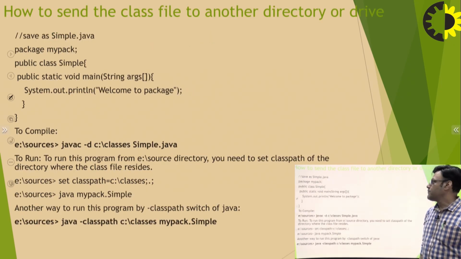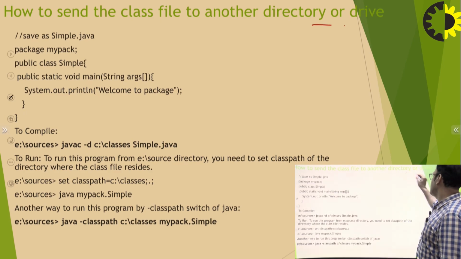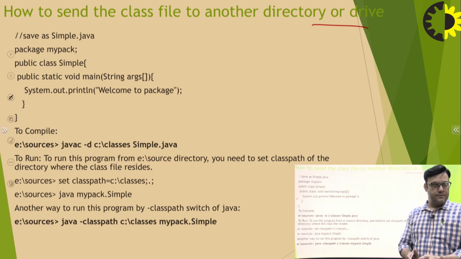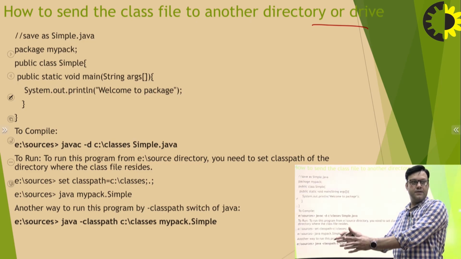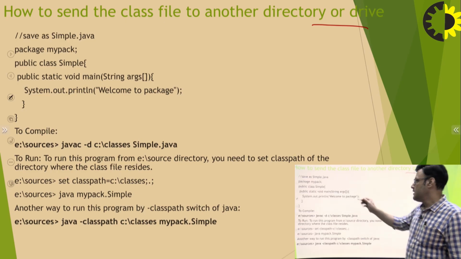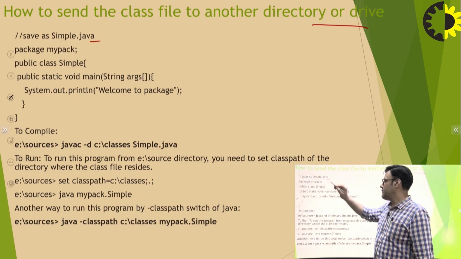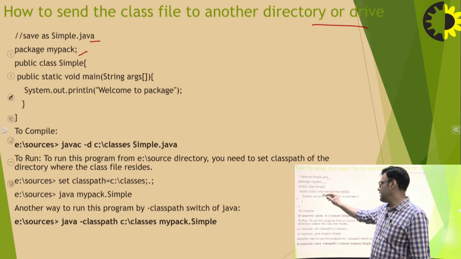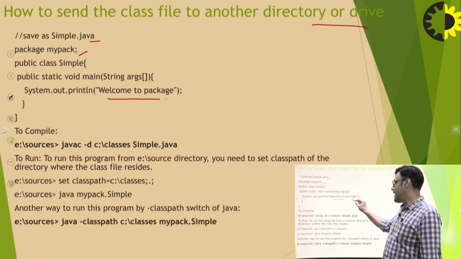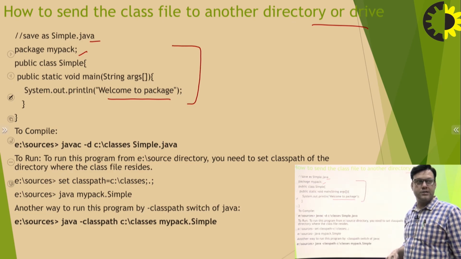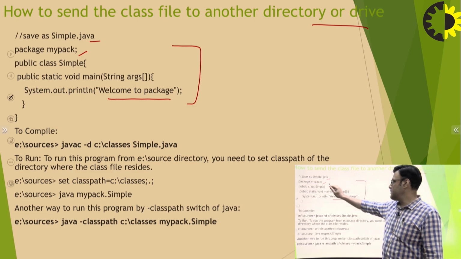Okay, now how to send the class file to another directory or drive? Now the question arises that, sir, we have saved a program in one directory, and I'm going to use my program in another directory. See, so this is an example. We have saved this simple.java. File name is simple.java. Package mypack, public class simple, public static void main. I have printed welcome to package. Okay. So this is my simple.java, and it is under package mypack.